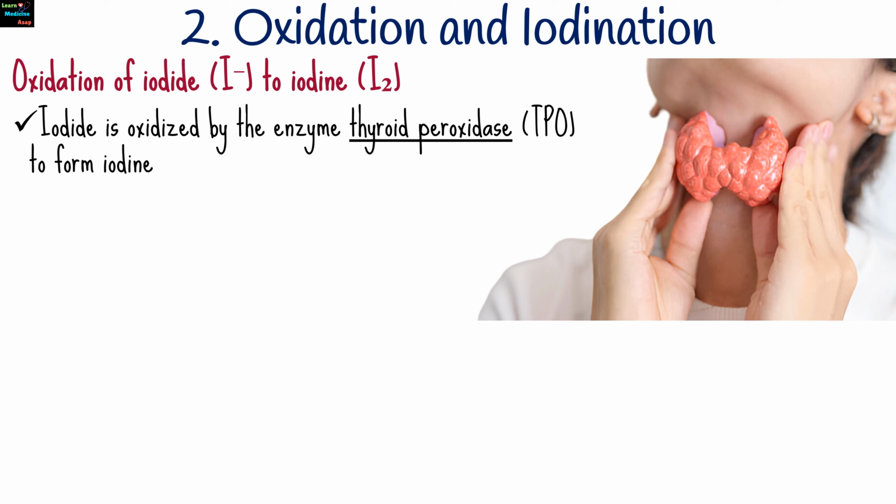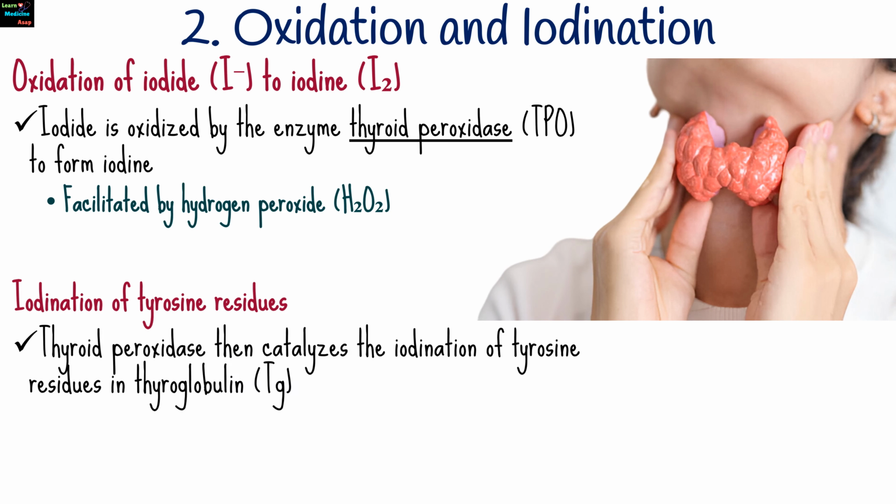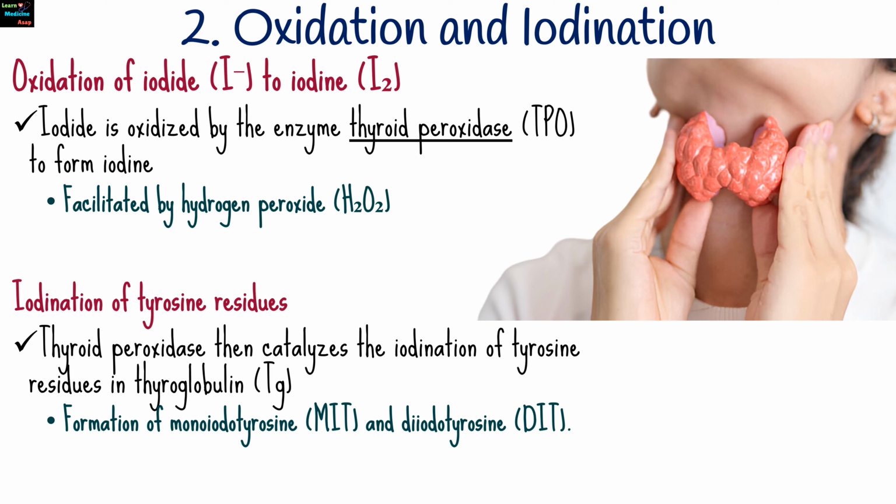In the colloid, iodide is oxidized by the enzyme thyroid peroxidase to form iodine. This reaction is facilitated by hydrogen peroxide produced by the follicular cells. Thyroid peroxidase then catalyzes the iodination of tyrosine residues in a glycoprotein called thyroglobulin, which is synthesized by the follicular cells and secreted into the colloid. This leads to the formation of monoiodotyrosine and diiodotyrosine.